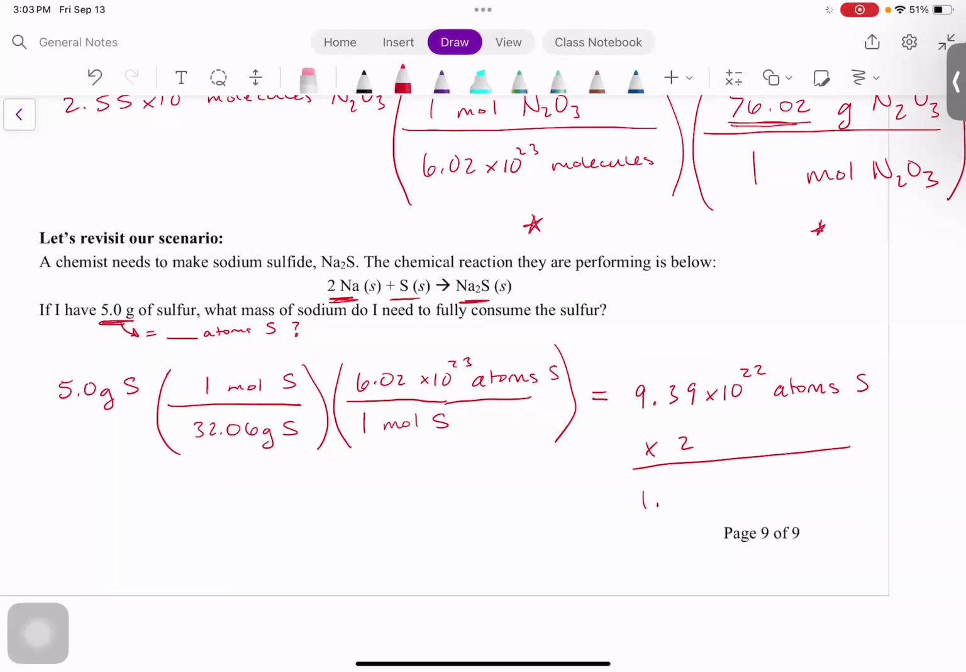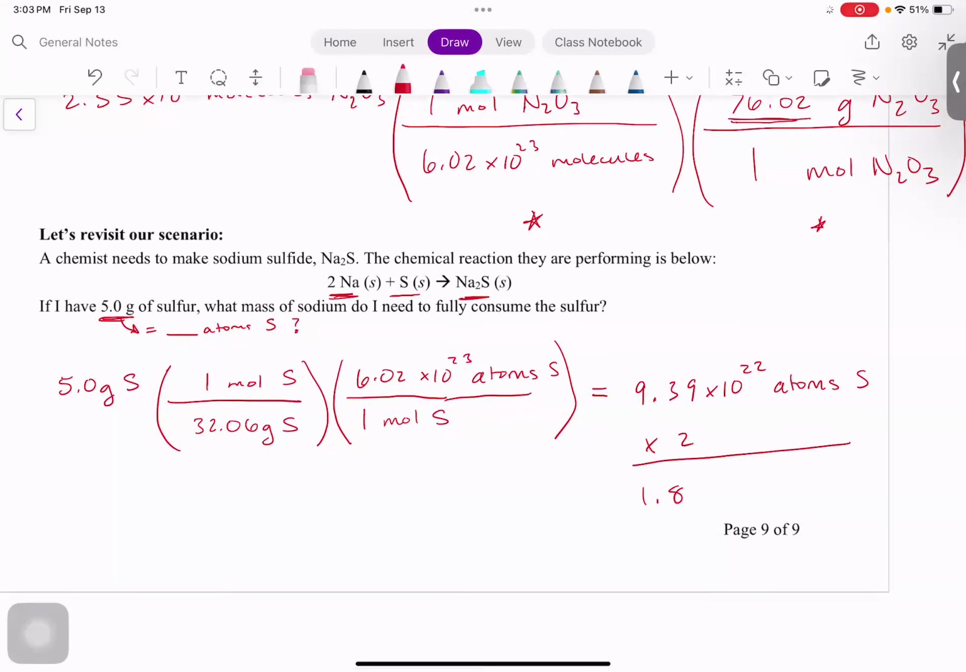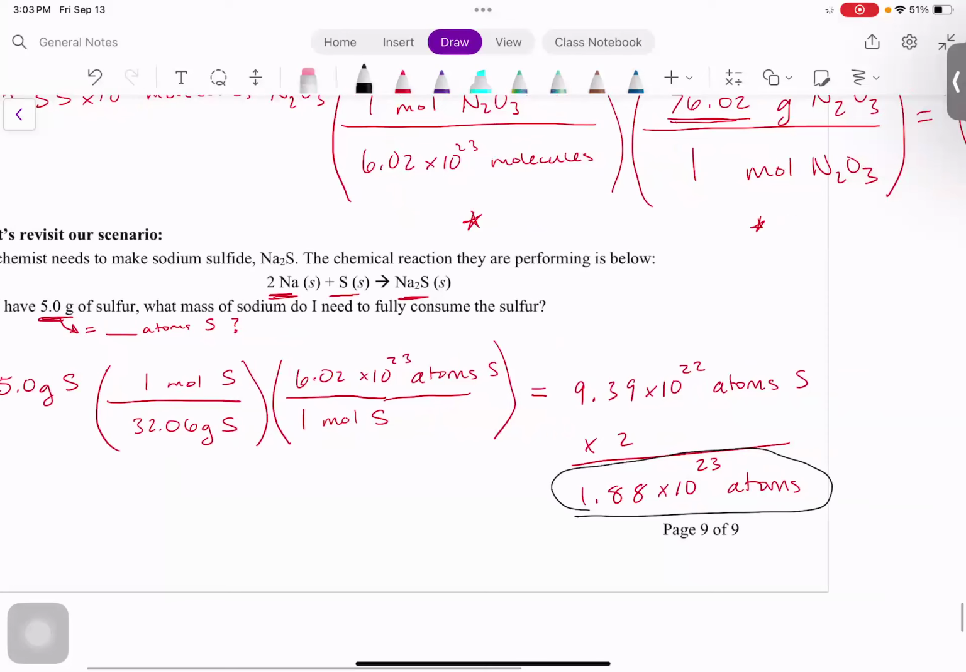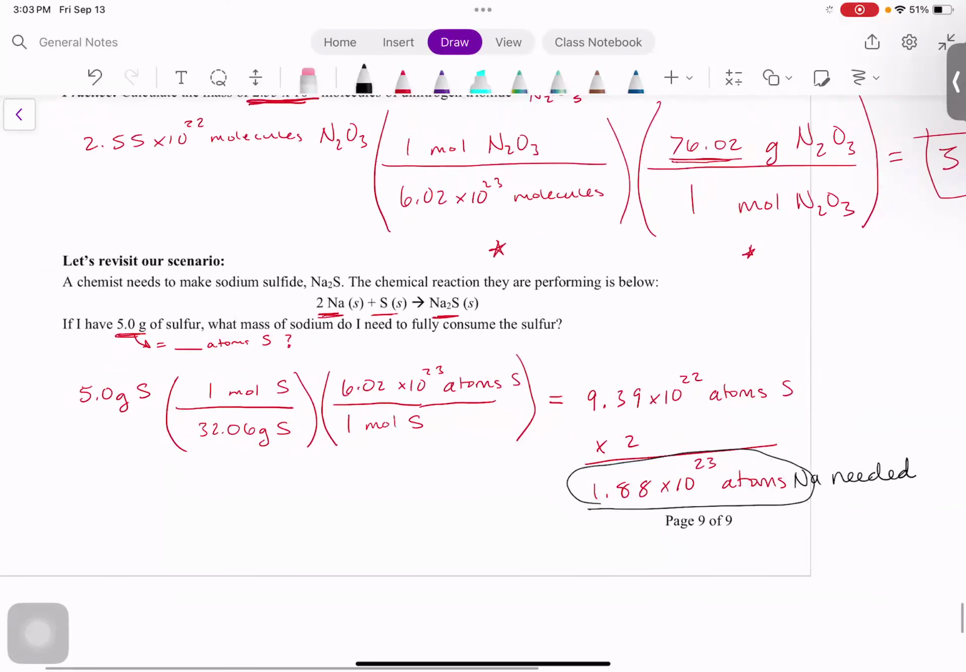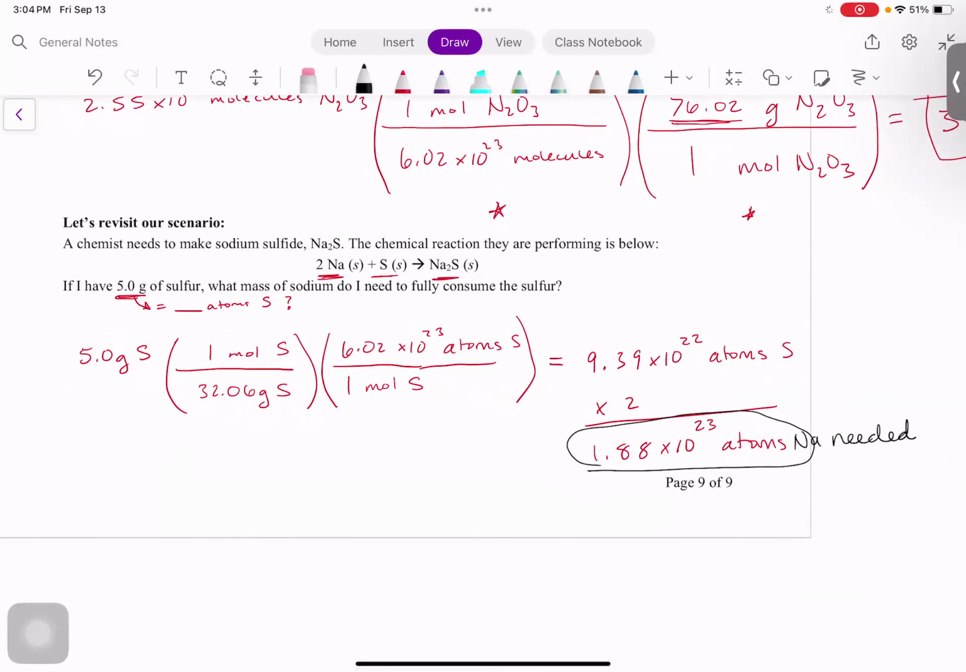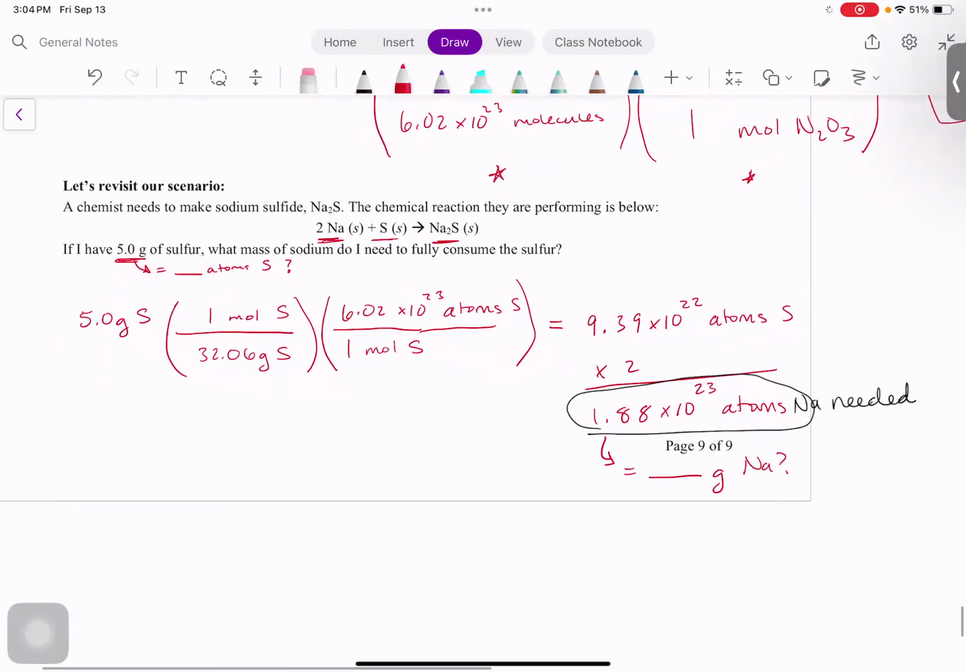So multiplying this times 2, that is 1.88 times 10 to the 23rd atoms. And this is the number of atoms of sodium that I need. So this is the atoms of sodium needed. If this is how many sodium atoms that I need, but I can't count out those atoms, I have to weigh them out. What I can do is determine what the mass is. So this is how many grams of sodium. So I'm going to do 1.88 times 10 to the 23rd atoms of sodium.